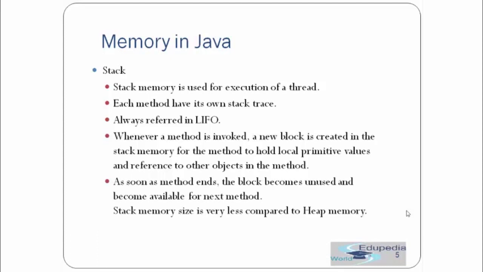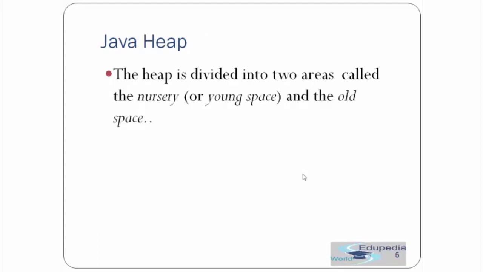Now stack memory size is very small as compared to heap memory, because stack is a very small memory compared to heap. Now, Java heap. The heap is divided into two areas, which are the nursery and the old space. The nursery is also called the young space. They can also be called generations, like young generation and old generation. So this is the division of the Java heap memory. Physically it's a single memory, but virtually we divide it into a nursery and an old space.